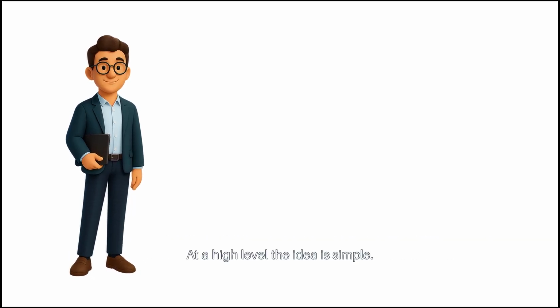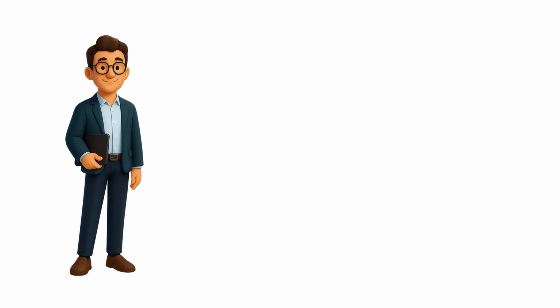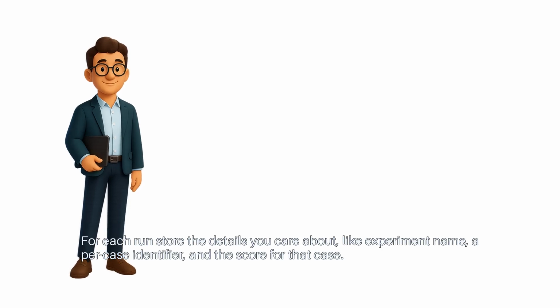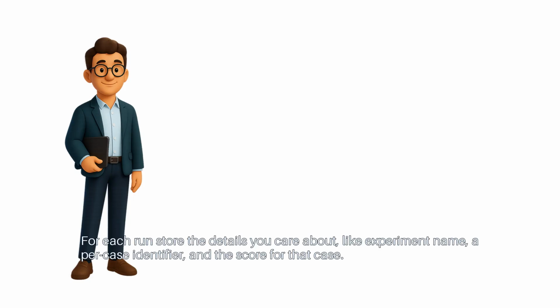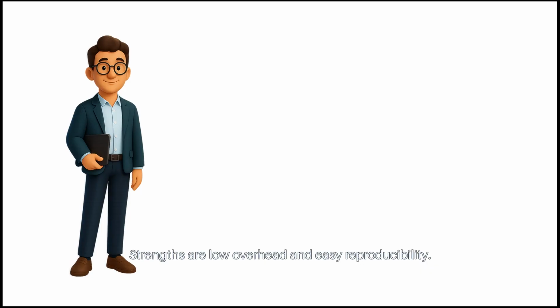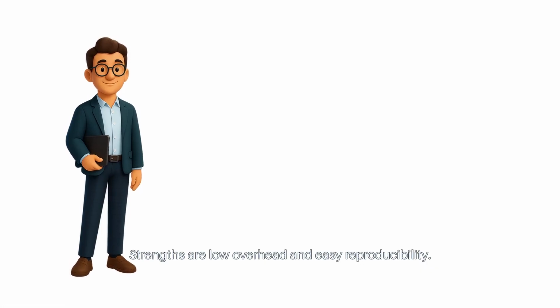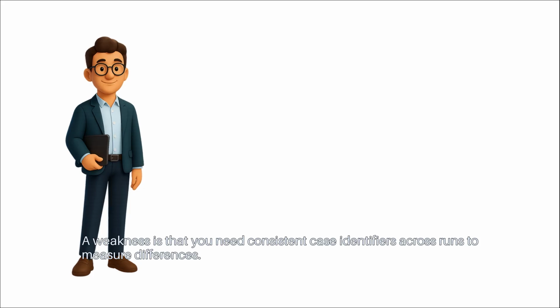At a high level, the idea is simple. Store runs in a small local database. For each run, store the details you care about, like experiment name, a per-case identifier, and the score for that case. Then write queries that compute deltas between runs, aggregate wins, and plot a compact trend. Strengths are low overhead and easy reproducibility. A weakness is that you need consistent case identifiers across runs to measure differences.